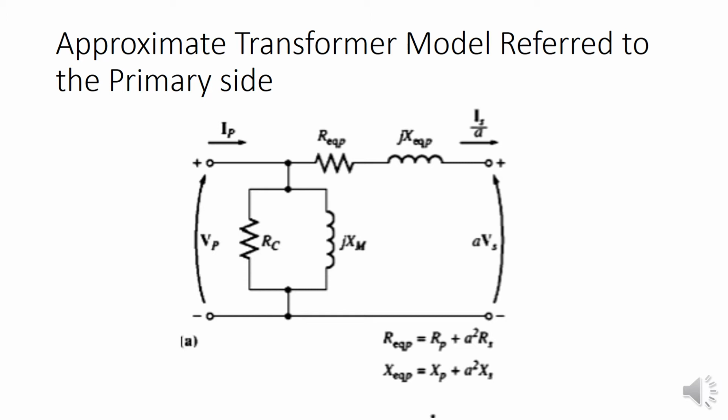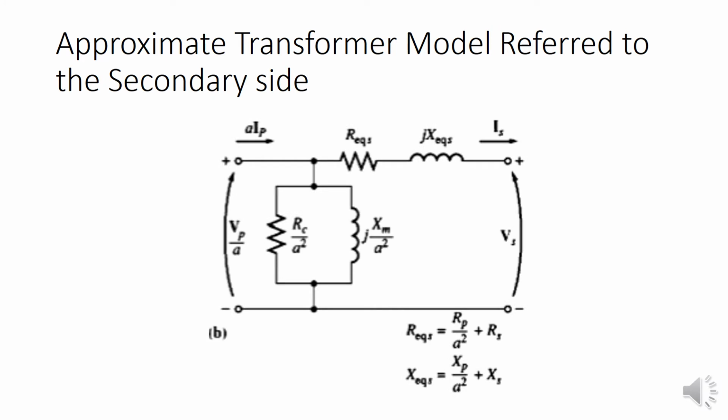And can you see the output current is divided by A, and the output voltage is A into Vs. A is the turns ratio, as you all know, which is Np divided by Ns. So in this figure we can see both input, or the primary, and the secondary parameters in a single diagram.